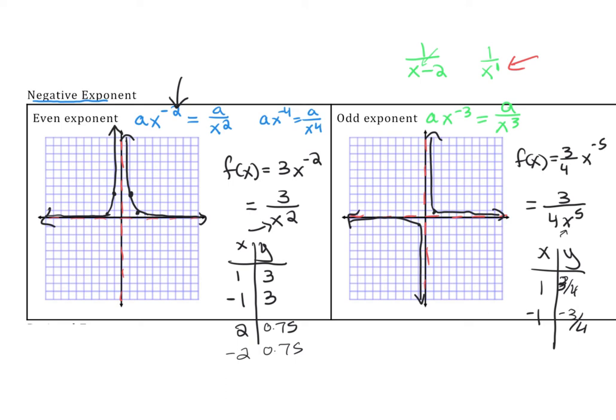And then just a quick note, if a is negative, these would reflect over the x-axis, and same thing here. If a is negative, this would reflect down here, and this would reflect up there.